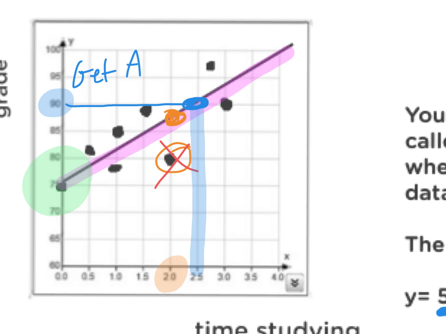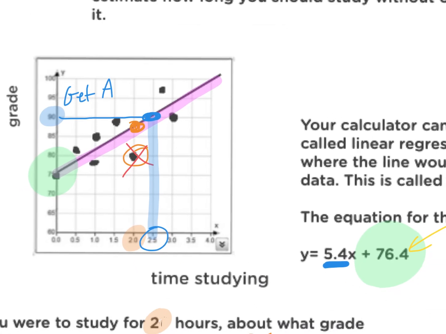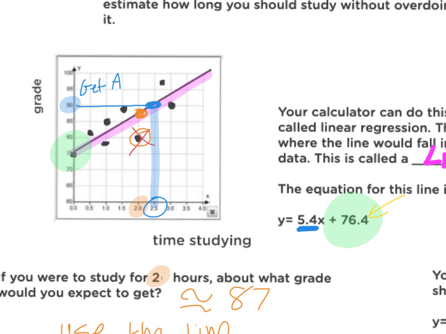So you can use it to predict either way. You can use it to predict what outcome you would want to get and see how much you need to study. Or you could say, hey, well, if I only feel like studying for 2 hours, about what grade could I expect to get?